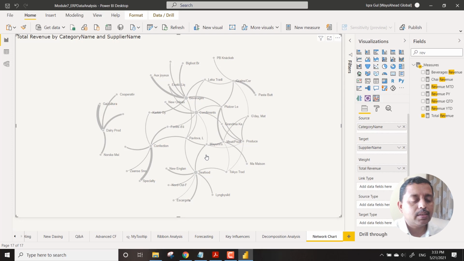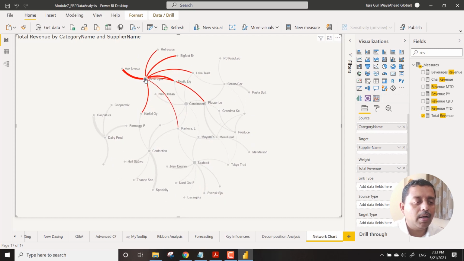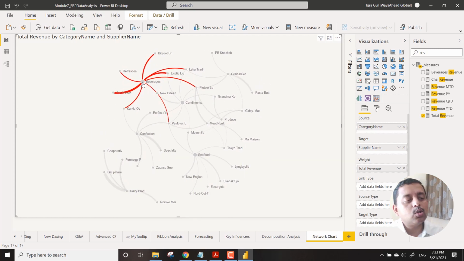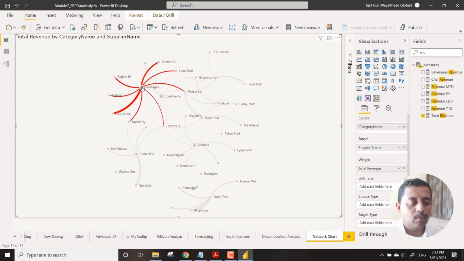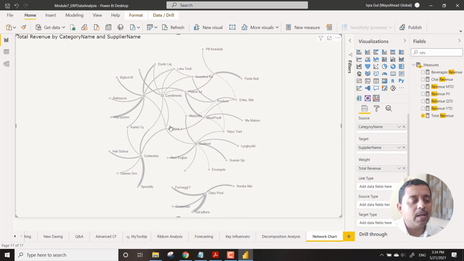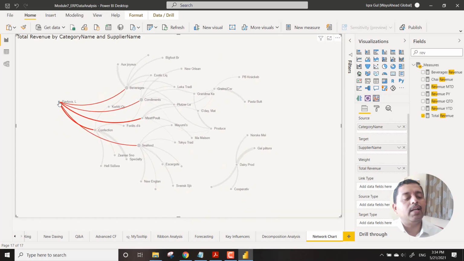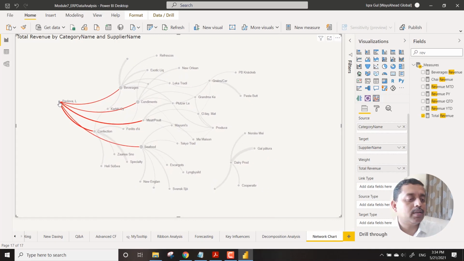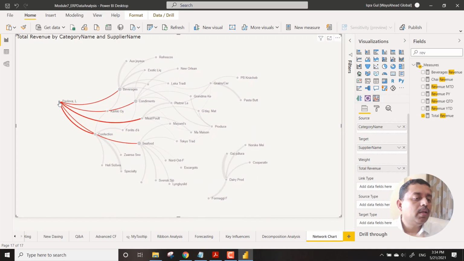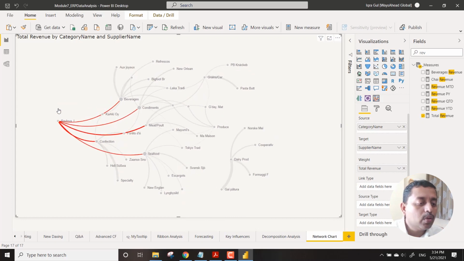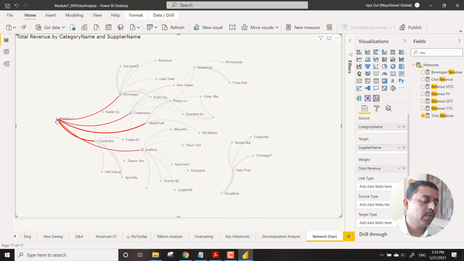Now what happens is, in most cases you will find that I'm not only talking from the dairy product perspective, I'm talking from the other perspectives also. If you just talk from the beverage part, you can see that most of the suppliers who are supplying beverage are supplying other things also. Or if you talk about a supplier, let's say Pavlova, you can see that this supplier is supplying most of the items except for dairy products. And let's say for the grains and cereals, it is supplying most of the things over here.